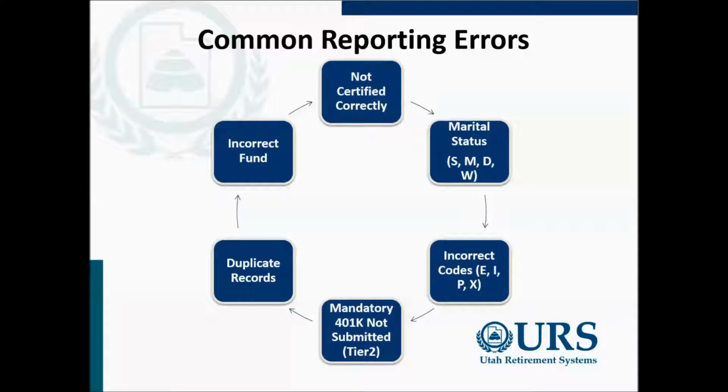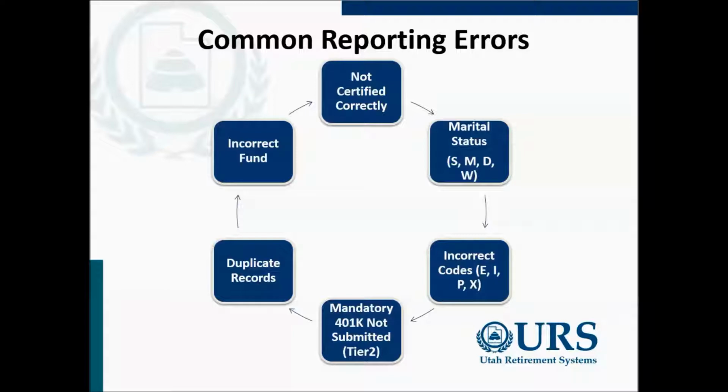Again, maybe you have me coded incorrectly. I'm a post-retired employee and you've coded me exempt. E means eligible, I means ineligible, P is post-retired, X is exempt. I can only be in one place at a time, so you have to have me coded correctly right there. The next thing that would cause an error is not including the mandatory 401k money for those Tier 2 employees. Our system is expecting that if you have an employee coded as Tier 2, so that would also throw up a fatal error in our system.